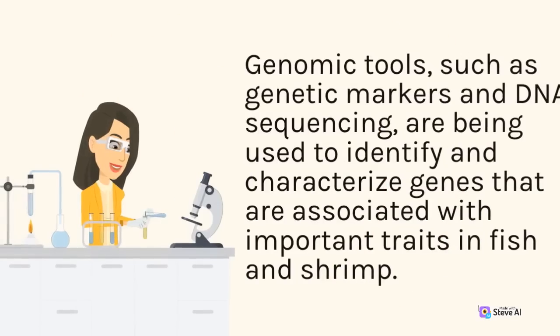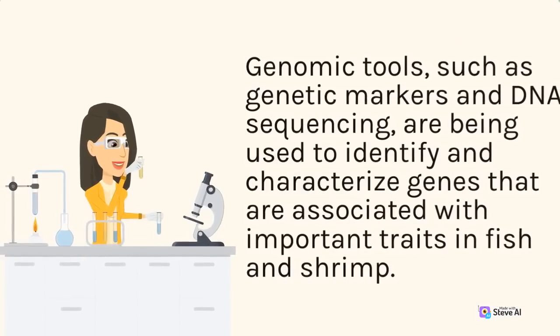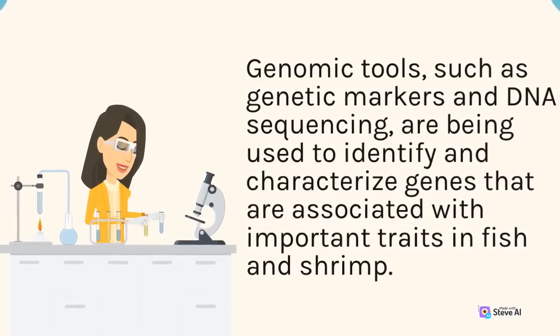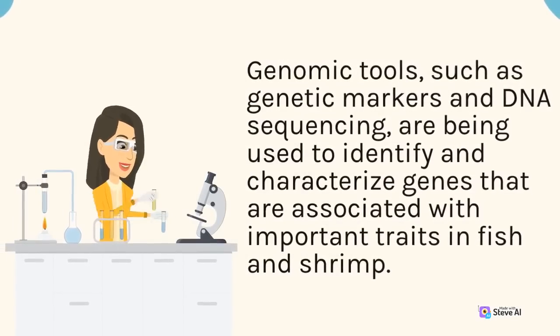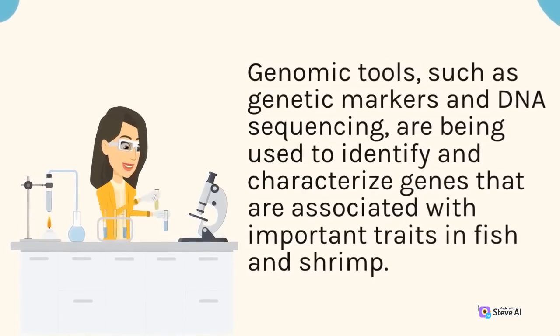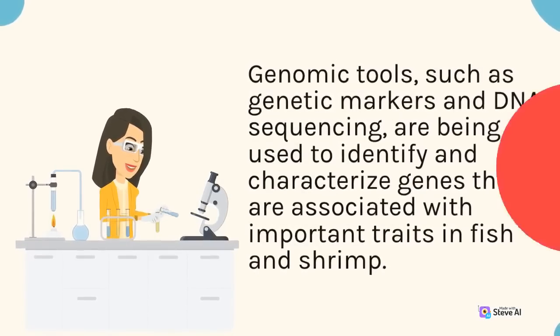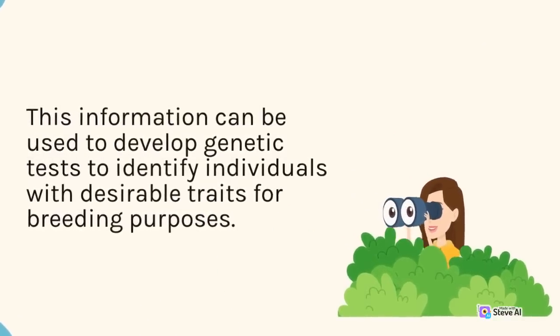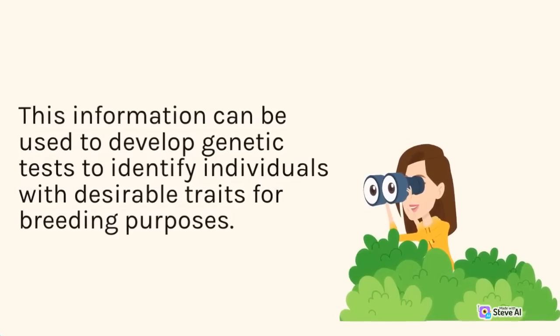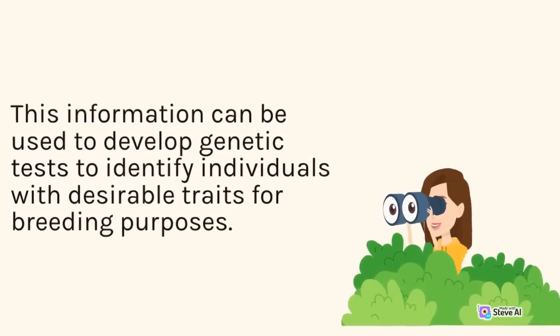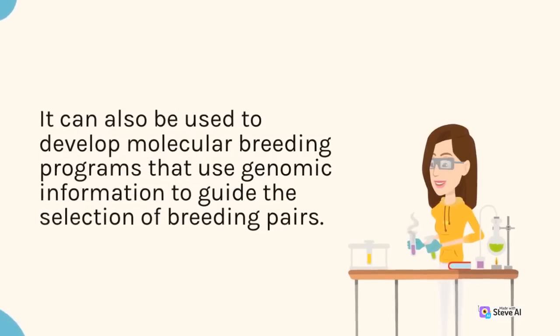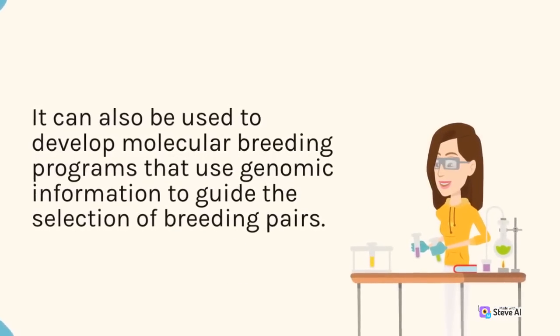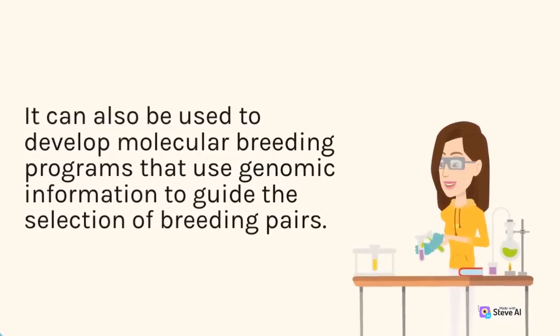Genomic tools, such as genetic markers and DNA sequencing, are being used to identify and characterize genes that are associated with important traits in fish and shrimp. This information can be used to develop genetic tests to identify individuals with desirable traits for breeding purposes. It can also be used to develop molecular breeding programs that use genomic information to guide the selection of breeding pairs.